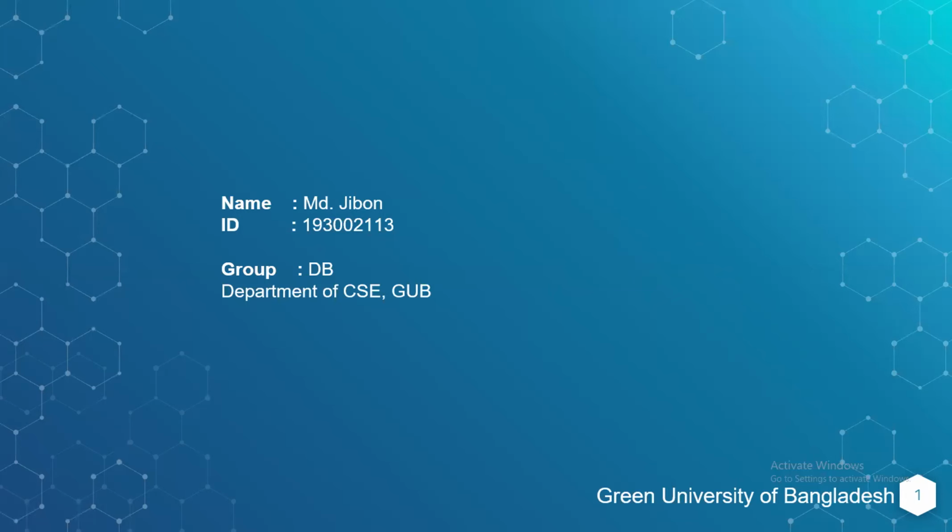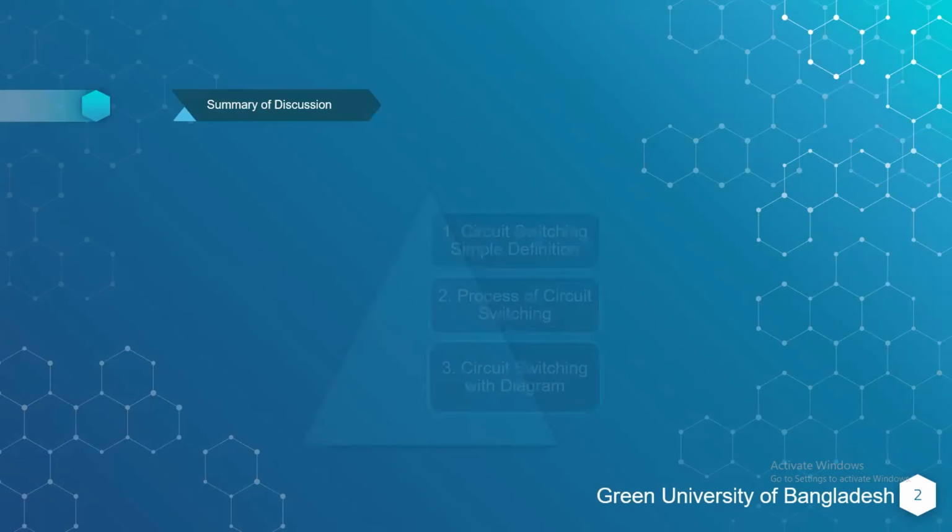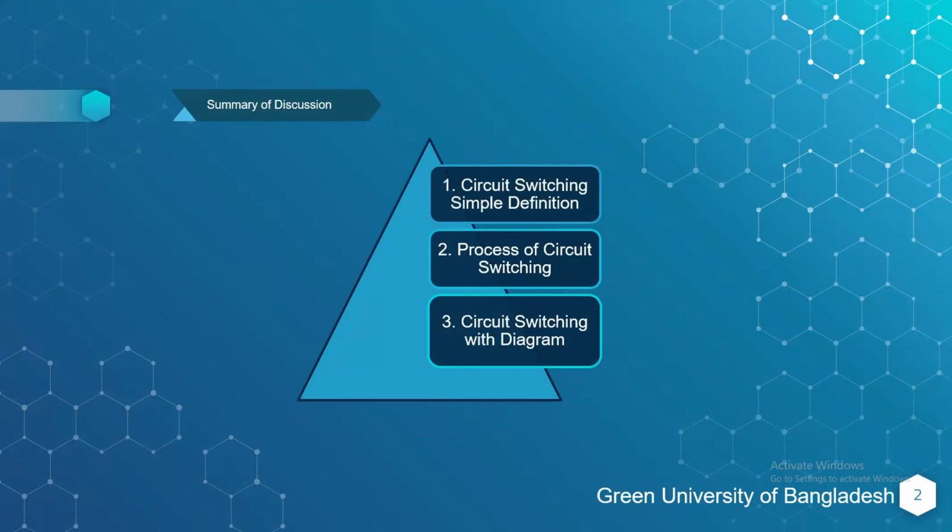Good morning, everyone. My name is Jibon and my ID is 193002113. My presentation topic is circuit switching. Summary of discussion: circuit switching simple definition, process of circuit switching, and circuit switching with diagram.